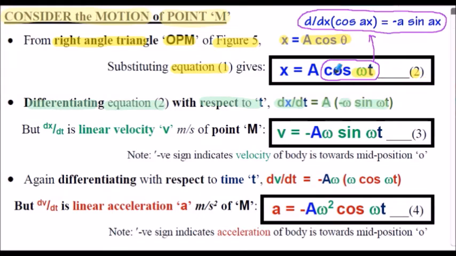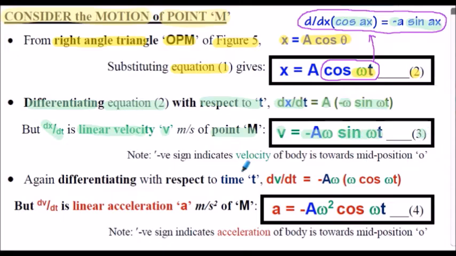Notice that cos omega t is the standard form cos ax, and when differentiating cos ax, the solution is negative a multiplied by sine ax, where in this case the a is our omega and the x is t. And noting that dx by dt is actually linear velocity v of our midpoint M, we can write the equation for v as equal to negative a omega multiplied by sine omega t. I've called that equation 3 for reference.